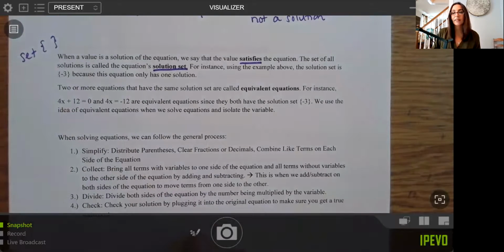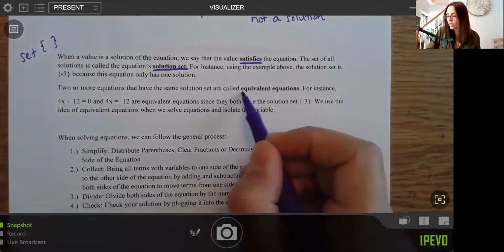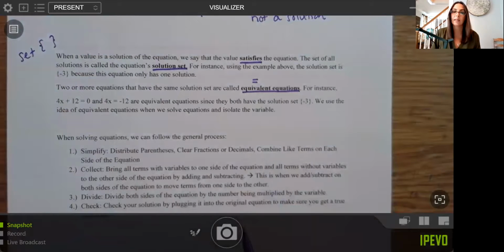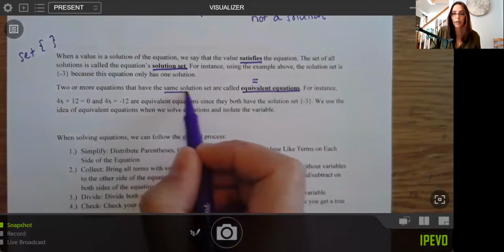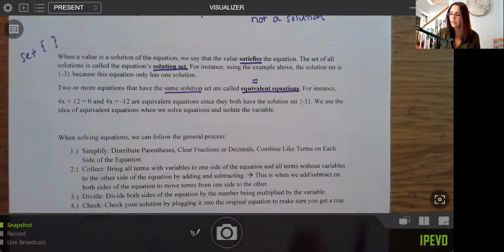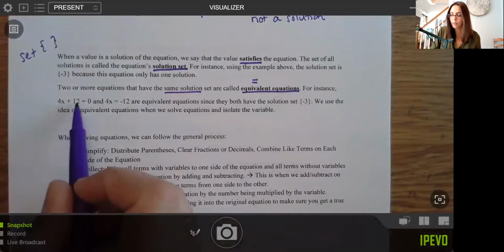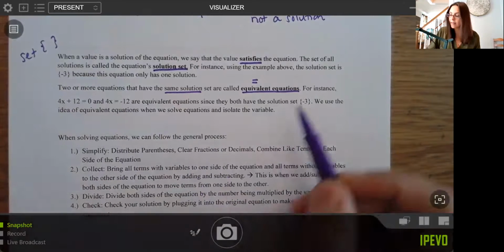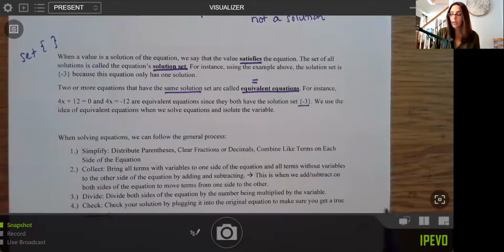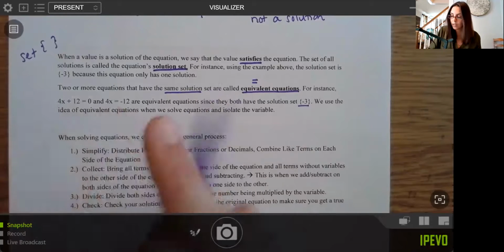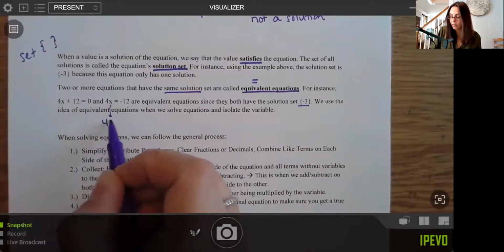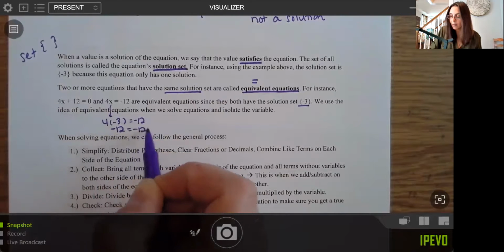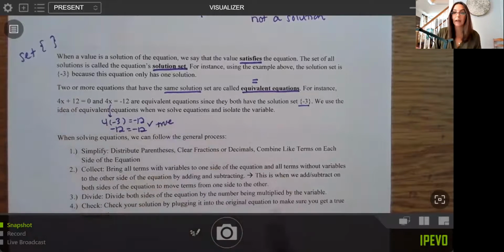Two or more equations that have the same solution are called equivalent equations. So that word equivalent basically just means equal. And they're equal in the sense that they have the same solution. That's how they're equal. So for instance, equations like 4x plus 12 equals 0 and 4x equals -12 are equivalent because they both have that same solution set of -3, right? If I take this equation here and I plug in -3, I'm going to see that I do get that true statement again. So it's also a solution to that equation.